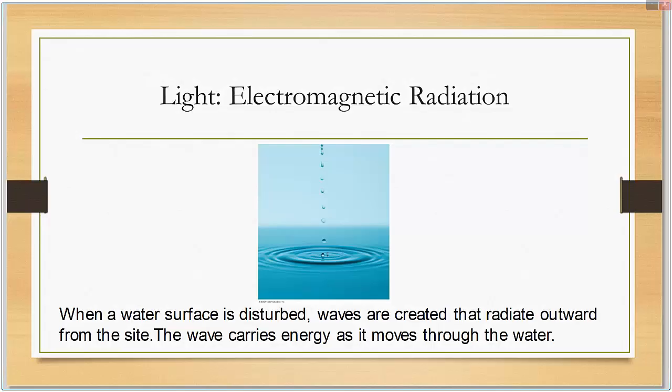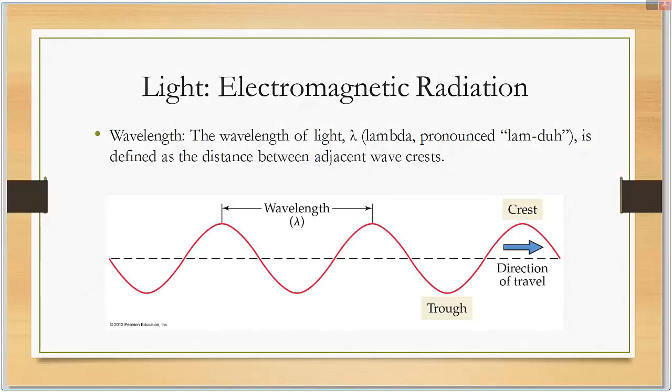Over here, when a water surface is disturbed, waves are generated. They then radiate outwards from that site. The wave carries energy as it moves through the water. Just as with light, there's an energy associated with the wave. So right now we're just going to dissect a wave. Here we have lambda. It's the distance between two equal parts, so it could be two troughs or two crests. It's the distance from one part of the wave to the other.